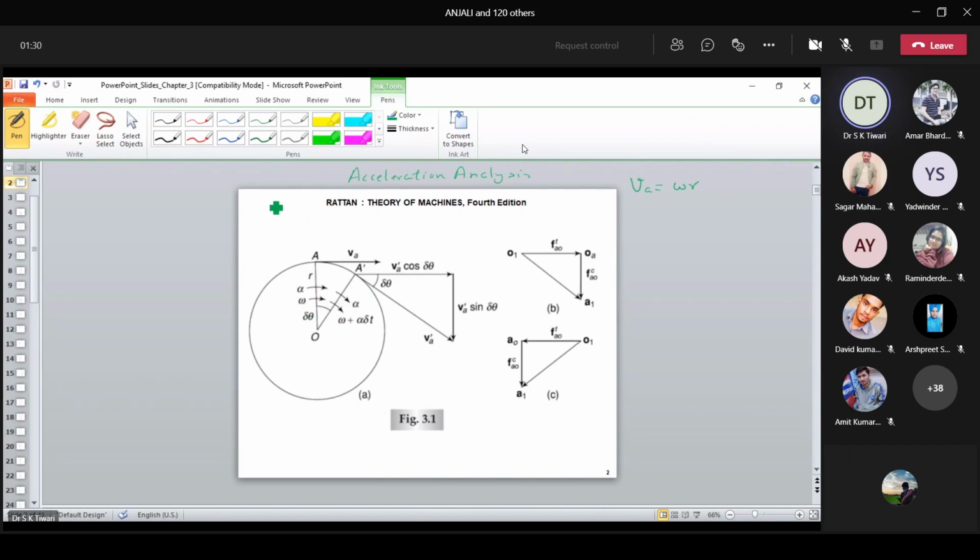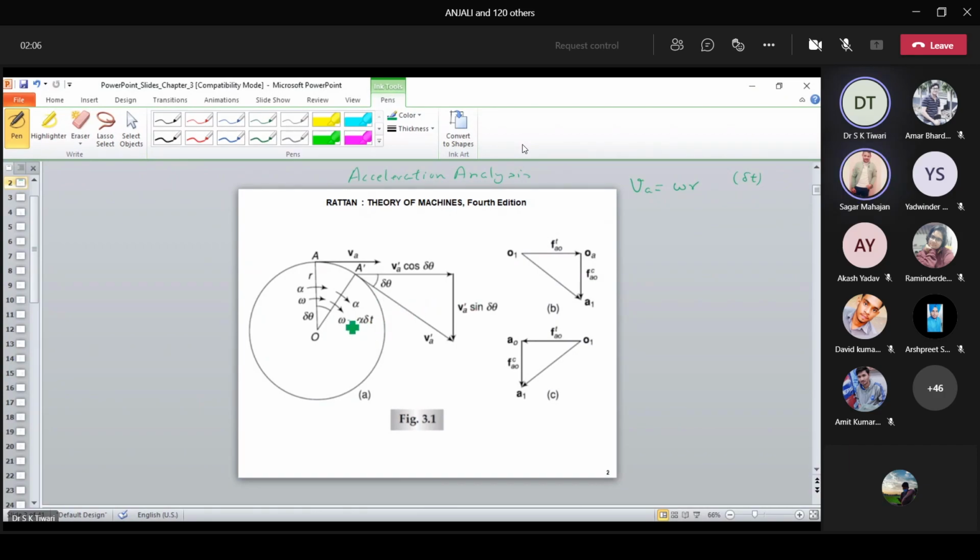In a very short interval of time delta t, let OA assume a new position denoted by OA dash, by rotating through a small angle delta theta. That is, in a very short span of time delta t, the link OA rotates through an angle delta theta and the point A occupies a new position denoted as A dash. Is it clear?